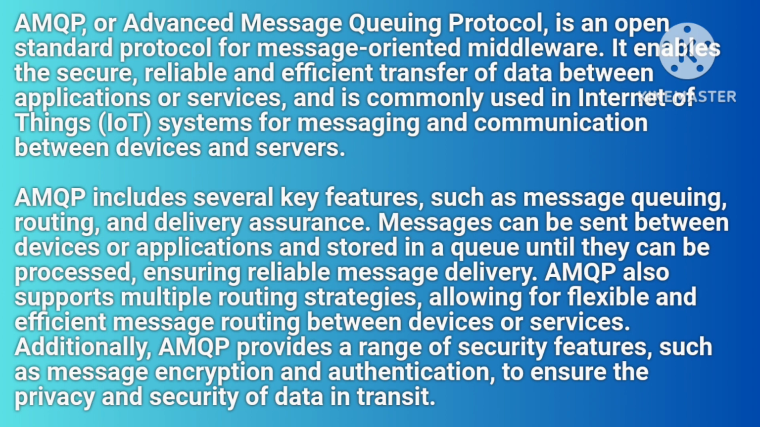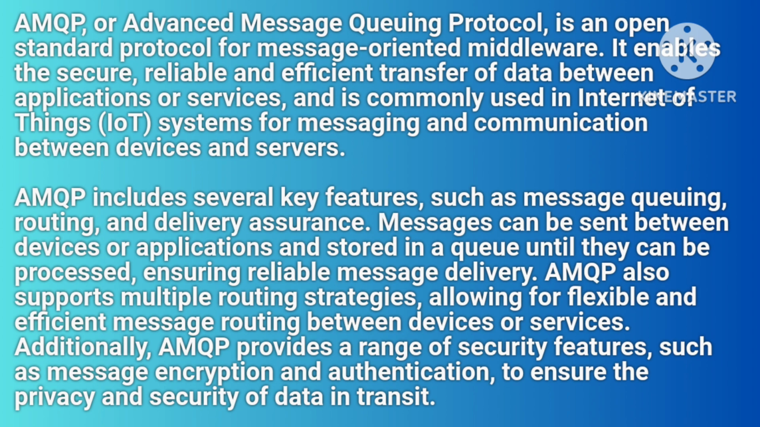AMQP, or Advanced Message Queuing Protocol, is an open standard protocol for message-oriented middleware. It enables the secure, reliable and efficient transfer of data between applications or services, and is commonly used in Internet of Things (IoT) systems for messaging and communication between devices and servers. AMQP includes several key features, such as message queuing, routing, and delivery assurance. Messages can be sent between devices or applications and stored in a queue until they can be processed, ensuring reliable message delivery.